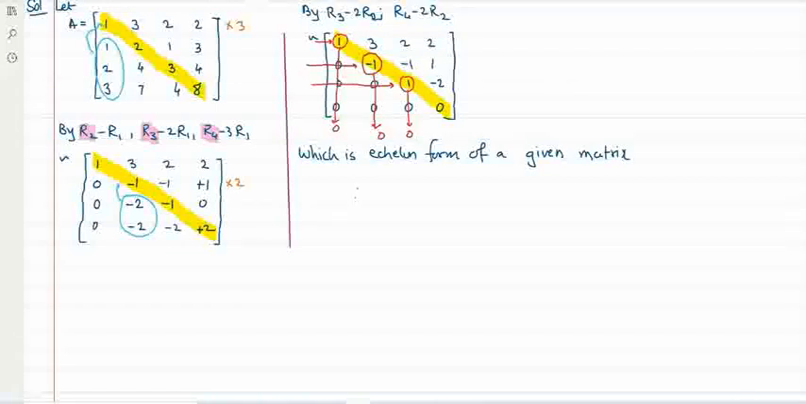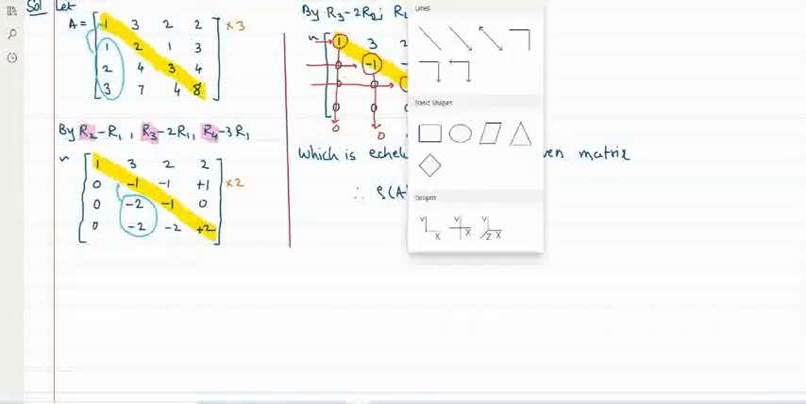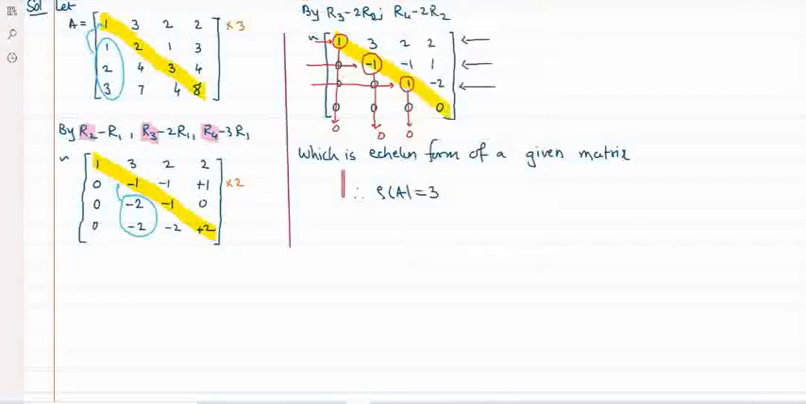Therefore, what is the rank? At least tell me. 3. 3. Correct. Rank of A is 3. This one is a first non-zero row. This is a second non-zero row. This is a third non-zero row. So the rank of the matrix is 3. Okay, that completes the example. Comparatively, echelon form is easy.